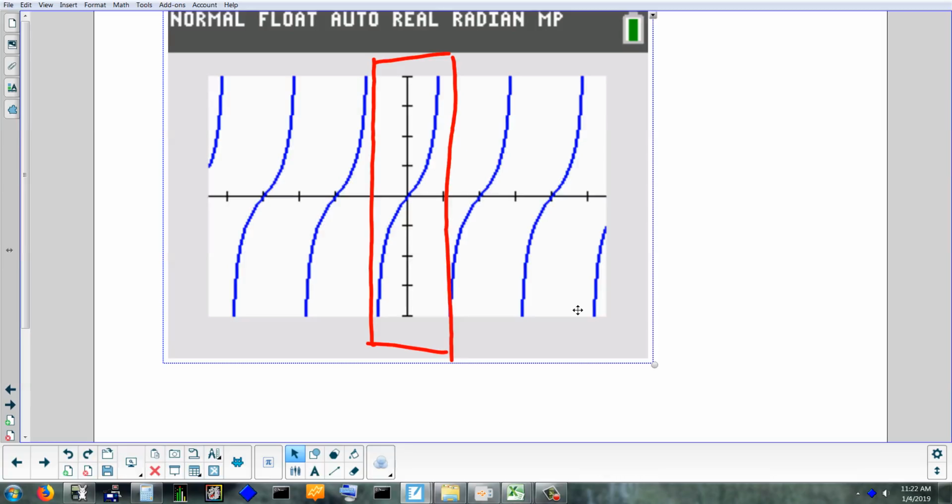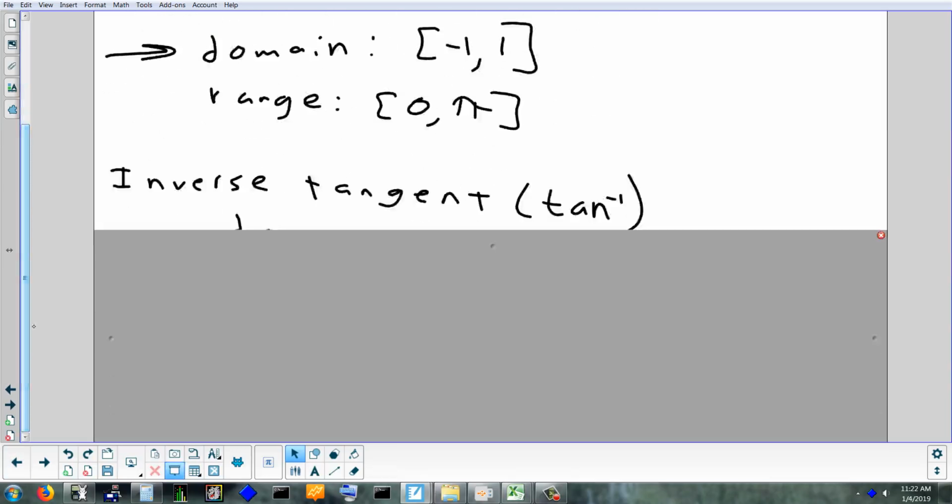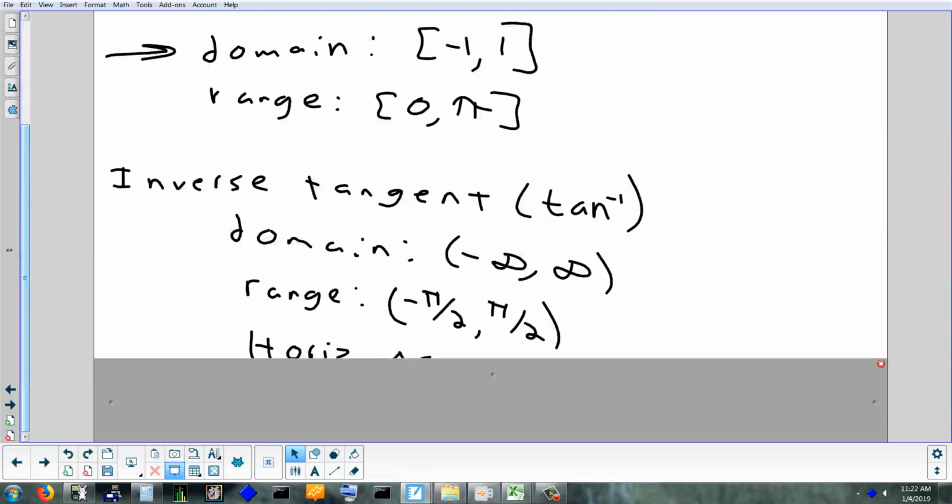So that's the domain of the original. What does that become in the inverse? Joe? The range? Yeah, it's going to become the range. So the restriction on the domain we got to put in to make everything work is negative 90 to 90. That's going to become the range. Now notice I put parentheses. That's because they're asymptotes, you can't reach them.